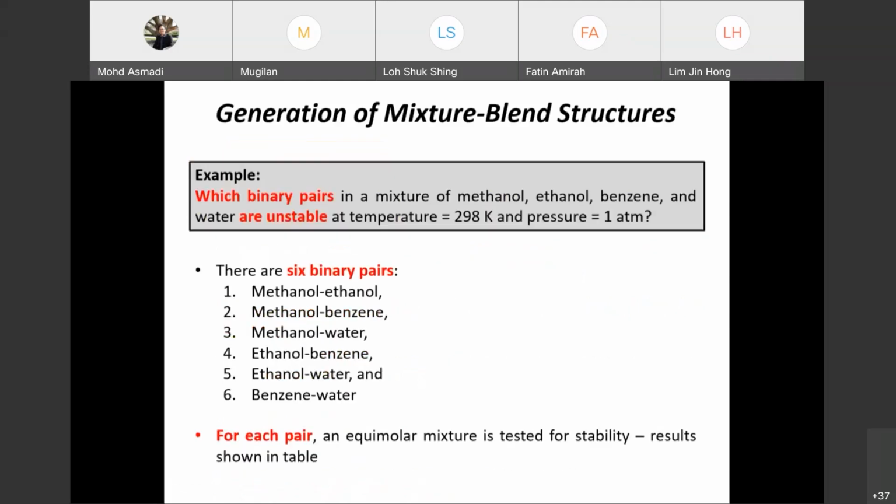Let's recall the example for the mixture blend structure. We have 6 binary pairs; we can generate more actually, but we just choose 6. So which one is not stable or not miscible? We have methanol-ethanol, methanol-benzene, methanol-water, ethanol-benzene, ethanol-water, and benzene-water. For each pair, an equimolar mixture is tested for stability. So what we found is the result.